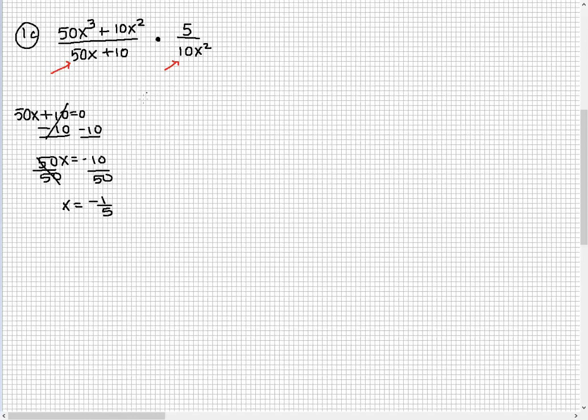And then we also take the second one, the 10x squared, and we set it equal to 0. Divide by 10. We get that x squared equals 0. Take the square root of both sides. We get that x equals plus or minus 0, which is the same thing as x equals 0. So the two excluded values that we have are negative 1/5 and 0. Now we need to multiply across and factor. All right, multiplying across, we get this.